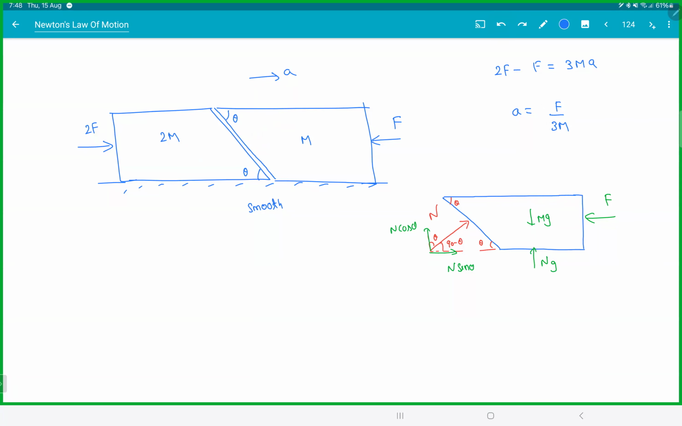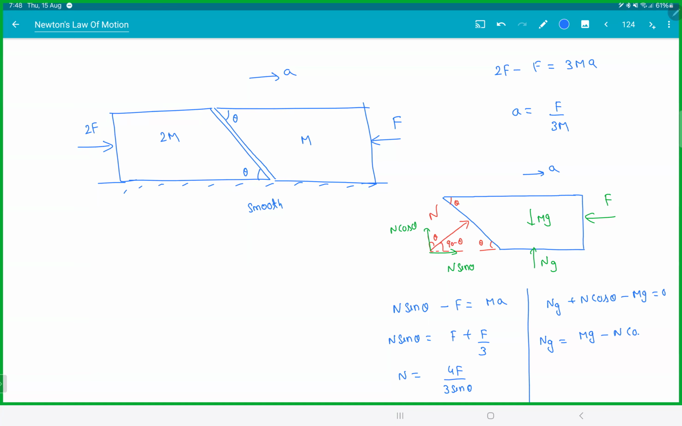Now, in the horizontal direction, the acceleration is still a. Don't forget that. So, who is pushing it? N sin theta minus F is equal to mass into acceleration. So, N sin theta, this is F, and ma will be F by 3. So N will be 4F by 3 sin theta. And similarly, N ground would be mg. If you see in the vertical direction, N ground plus N cos theta minus mg is zero. Vertically, there's no acceleration. So N on the ground would be mg minus N cos theta, which would be mg minus 4F by 3 cot theta.